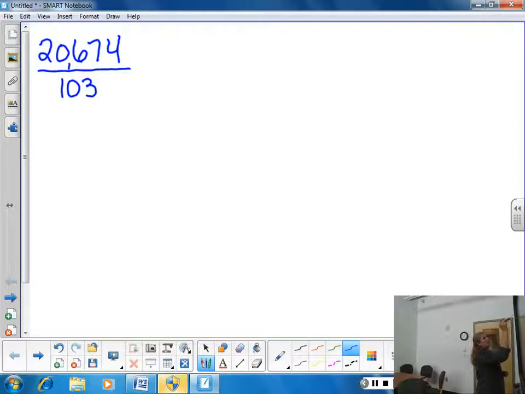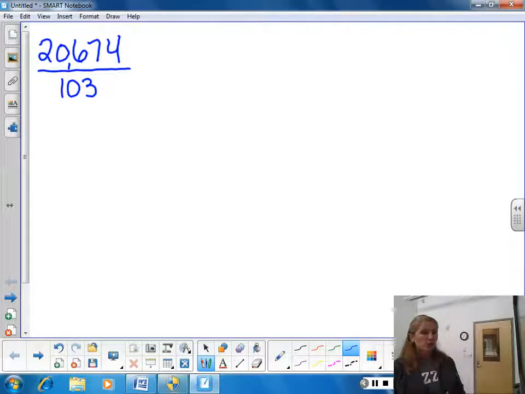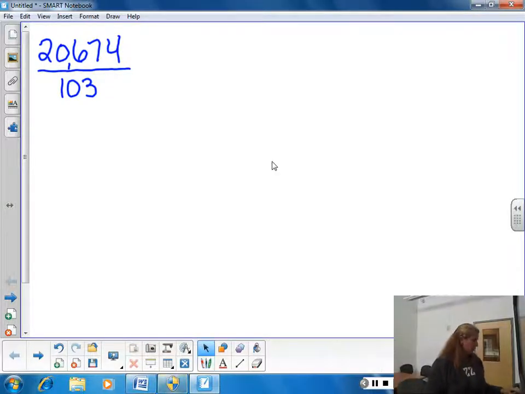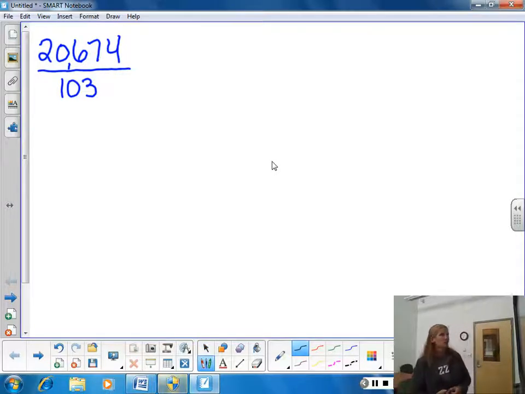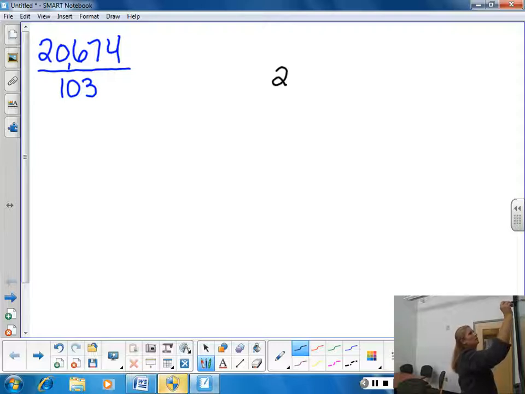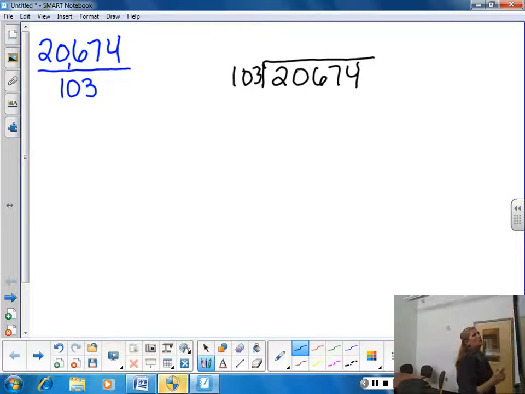And I'm dividing 20,674 by 103. So first of all, I need to rewrite that into correct division form for me to do the problem. So that's going to look like 20674 divided by 103.